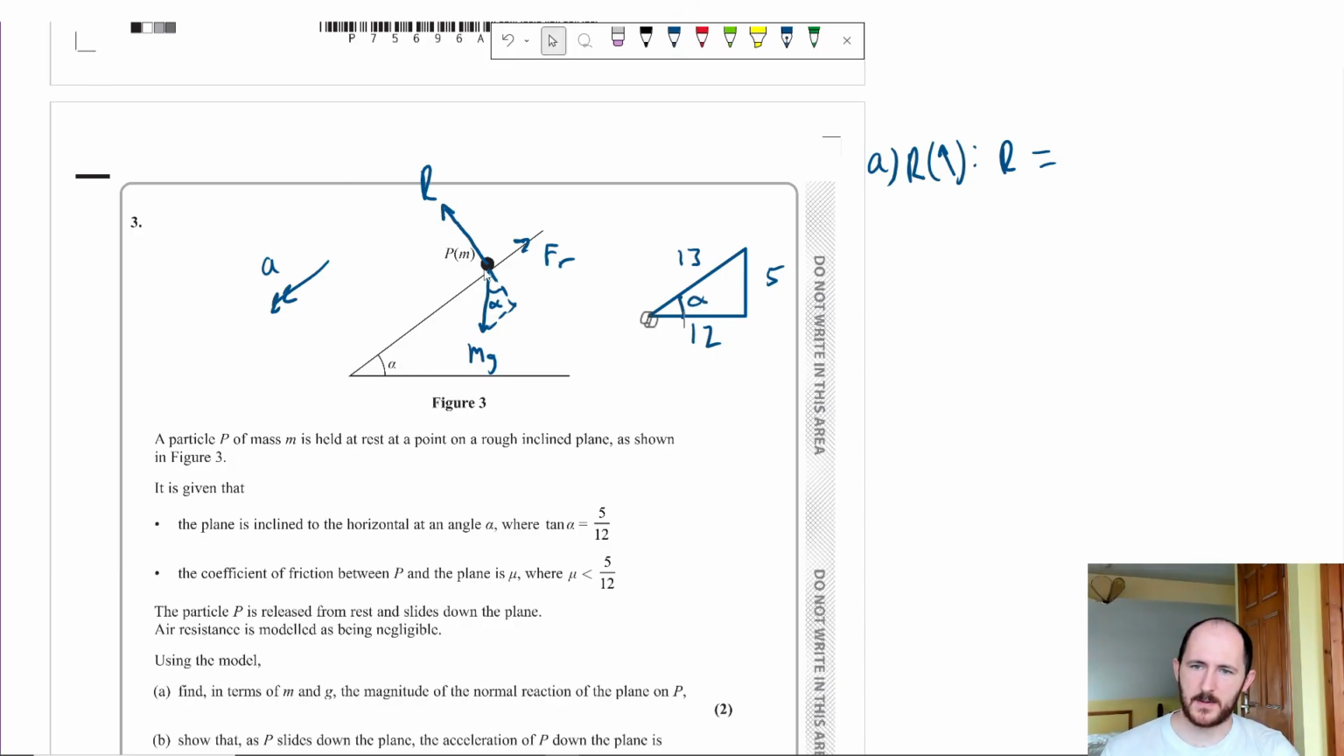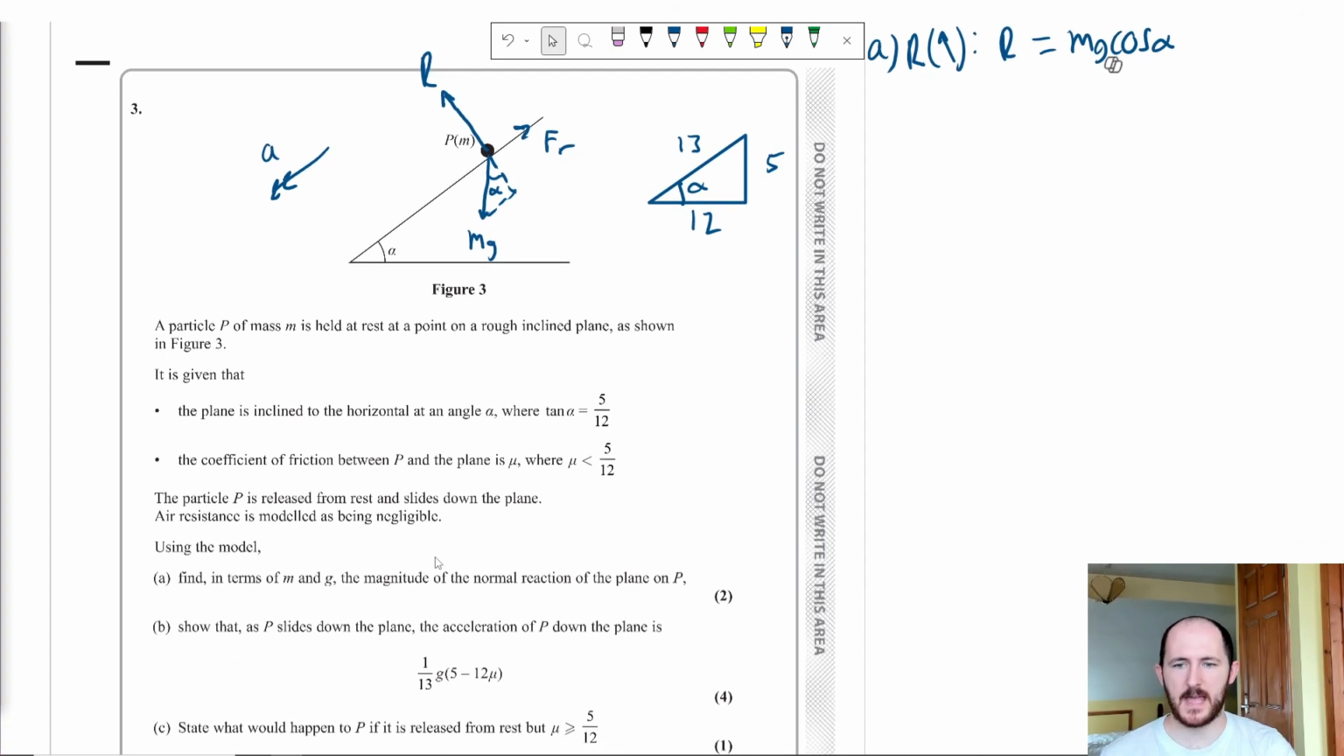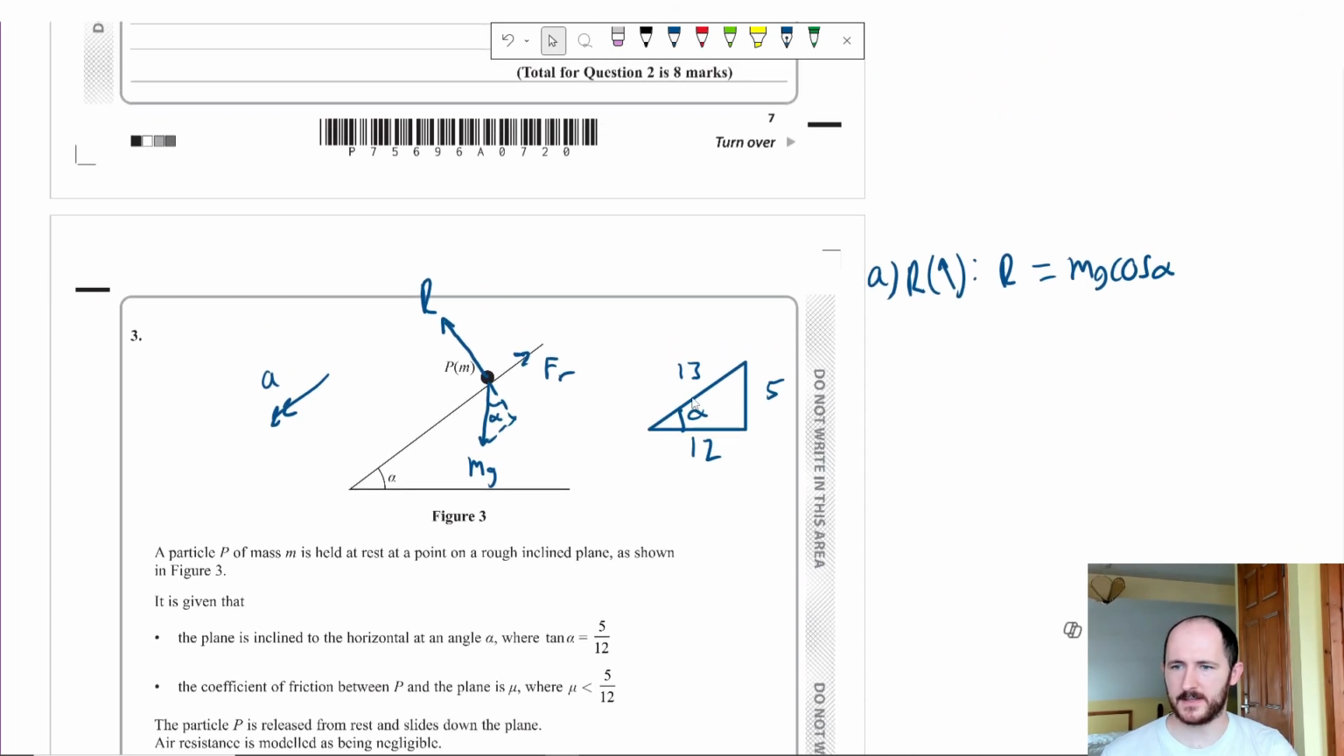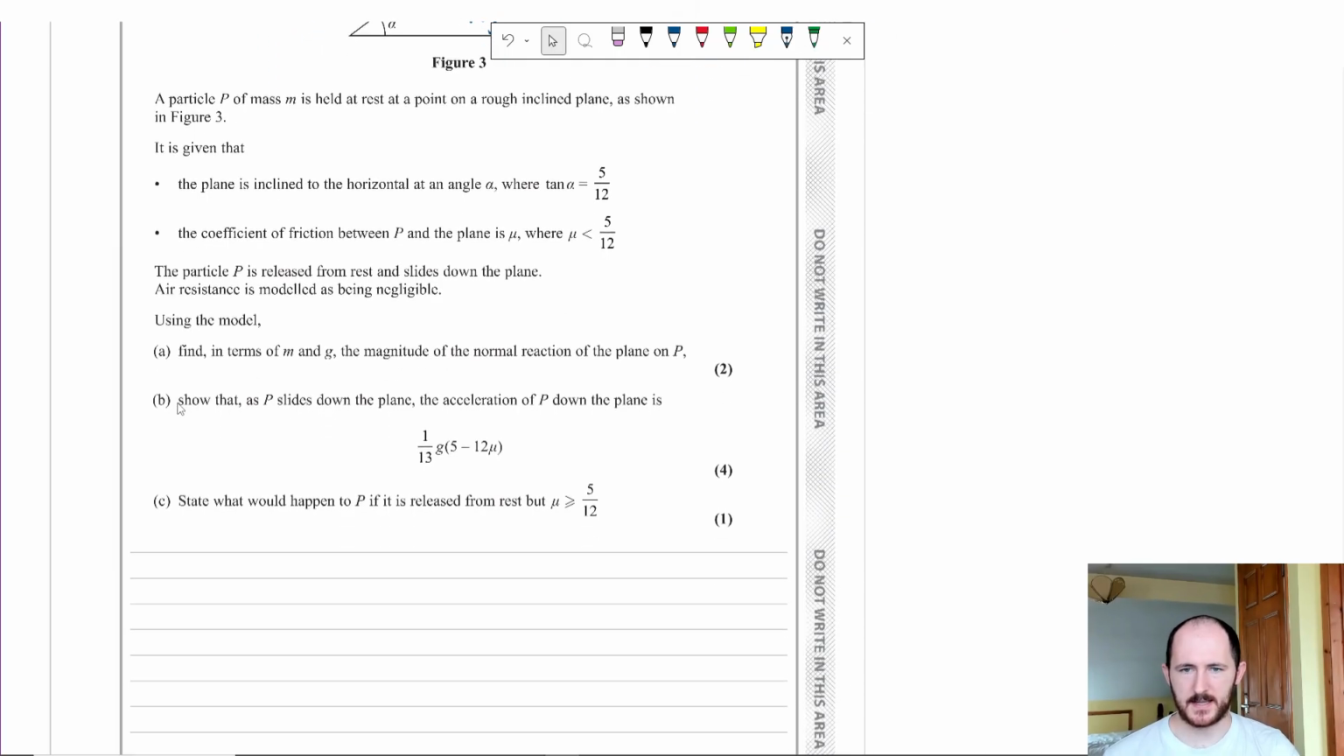So that's going to equal the adjacent side, because we want the part that's perpendicular to the plane. So that's going to be mg cos alpha. It says it just wants it in terms of m and g. So cos alpha, that would be adjacent over hypotenuse, so that would be 12/13. So R is equal to 12/13 mg for that one.